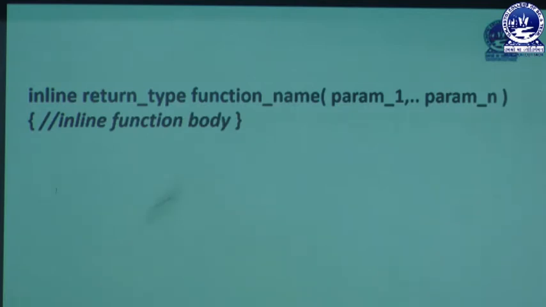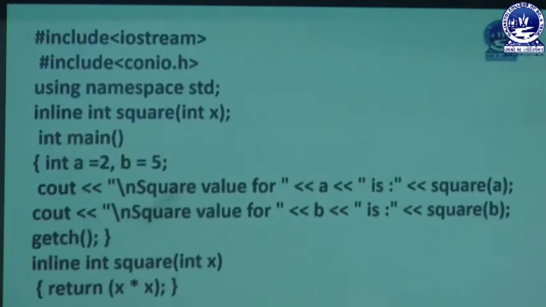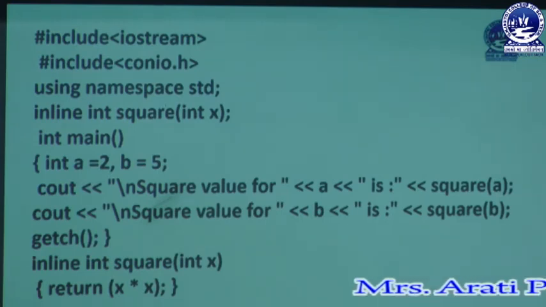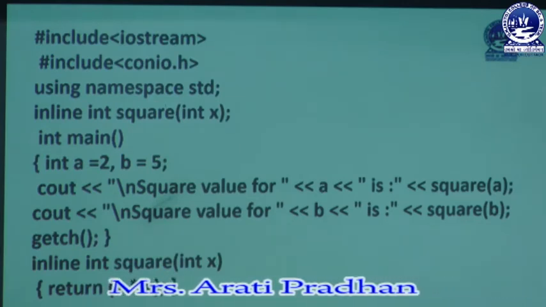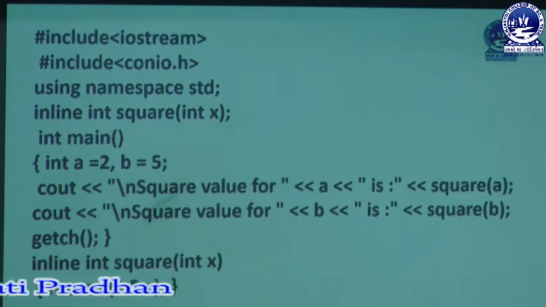Here I have used the syntax of declaring an inline function: inline, return type, function name, parameter, then the body of the inline function. Then here I have used a simple example to explain the inline function. #include <iostream>, #include <conio.h>, using namespace std, inline int square(int x), int main. Inside int main I have used int a = 2, b = 5, and I am calling square(a) for the first time.